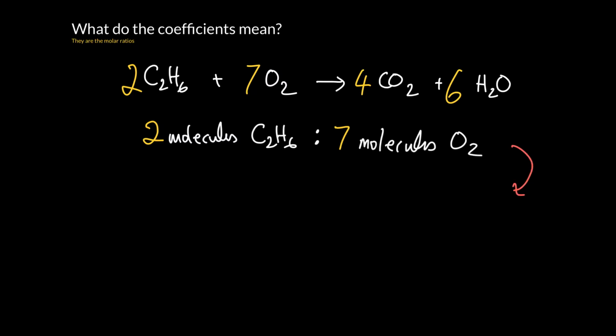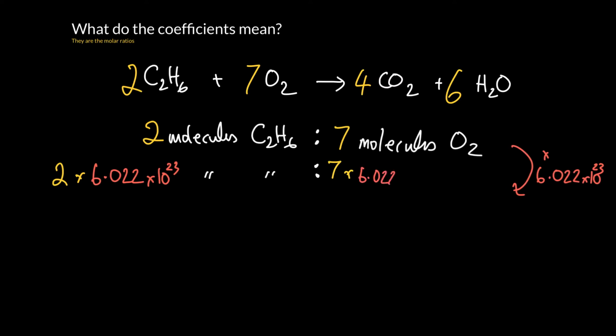So we can multiply by just some random number I've thought of: 6.022 times 10 to the 23rd power. And what does that give us? It gives us 2 times 6.022 times 10 to the 23 molecules of C2H6 will react with 7 times that number, 6.022 times 10 to the 23 molecules of oxygen. So that's perfectly fine as a ratio.